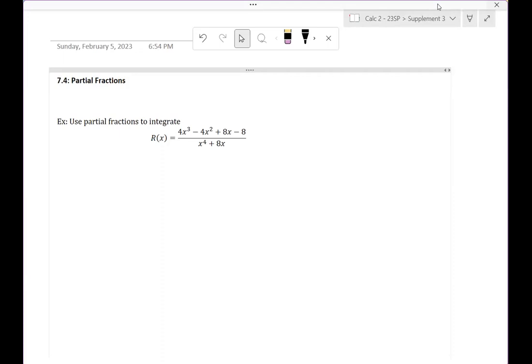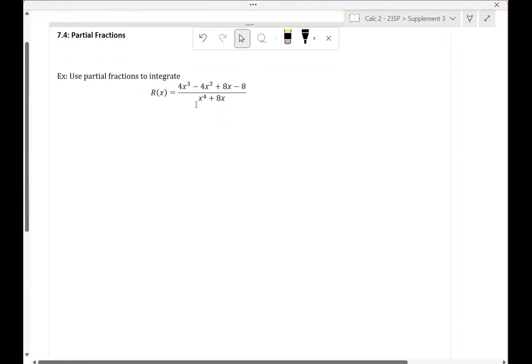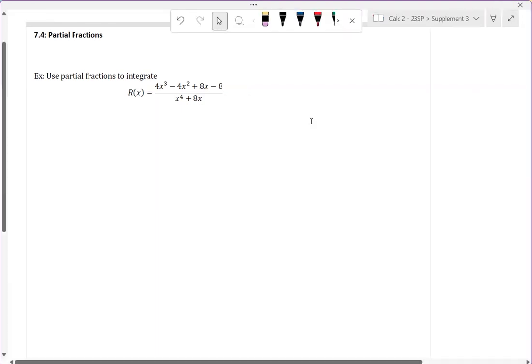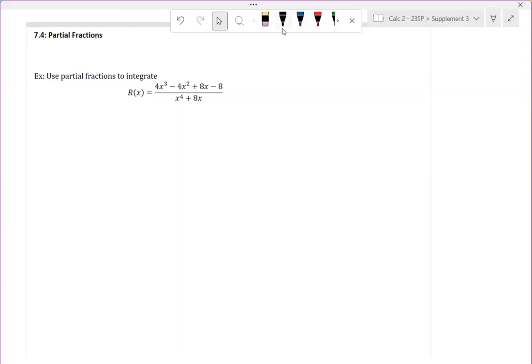Okay, the plan for this supplement is to go over two more partial fractions problems. So the first one we're going to look at is integrating this rational expression, r of x equals 4x cubed minus 4x squared plus 8x minus 8 over x to the fourth plus 8x. So the first thing we'll do is break this into partial fractions.